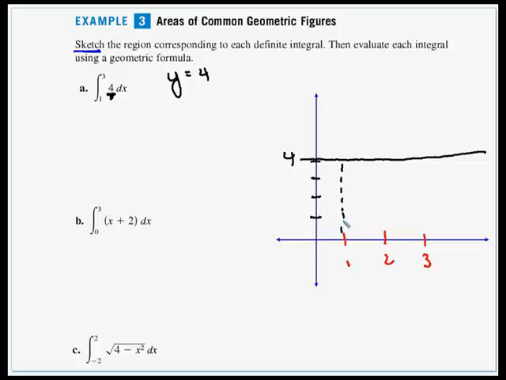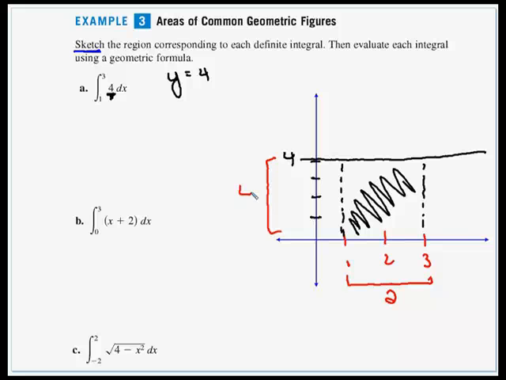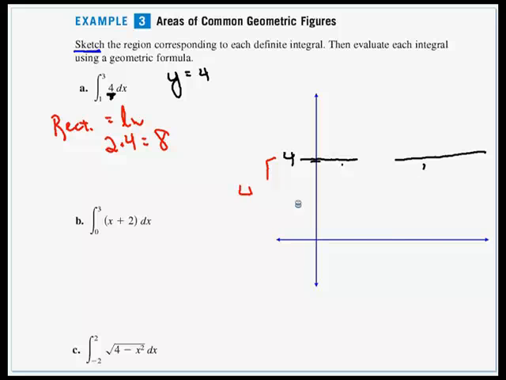I'll use dotted lines here and here. We want to find the area of this region. And hey, that's just a rectangle. Let's see. The width of the rectangle is 2, and the height of the rectangle is 4. So we have a rectangle area equals length times width, or 2 times 4, which is 8. No calculus required.